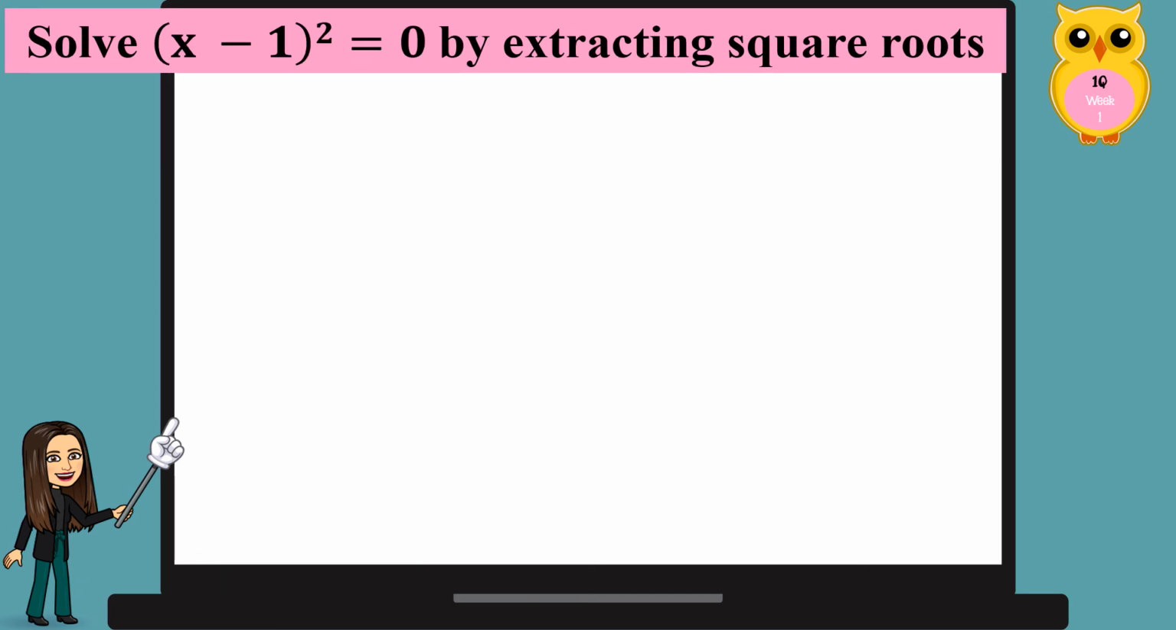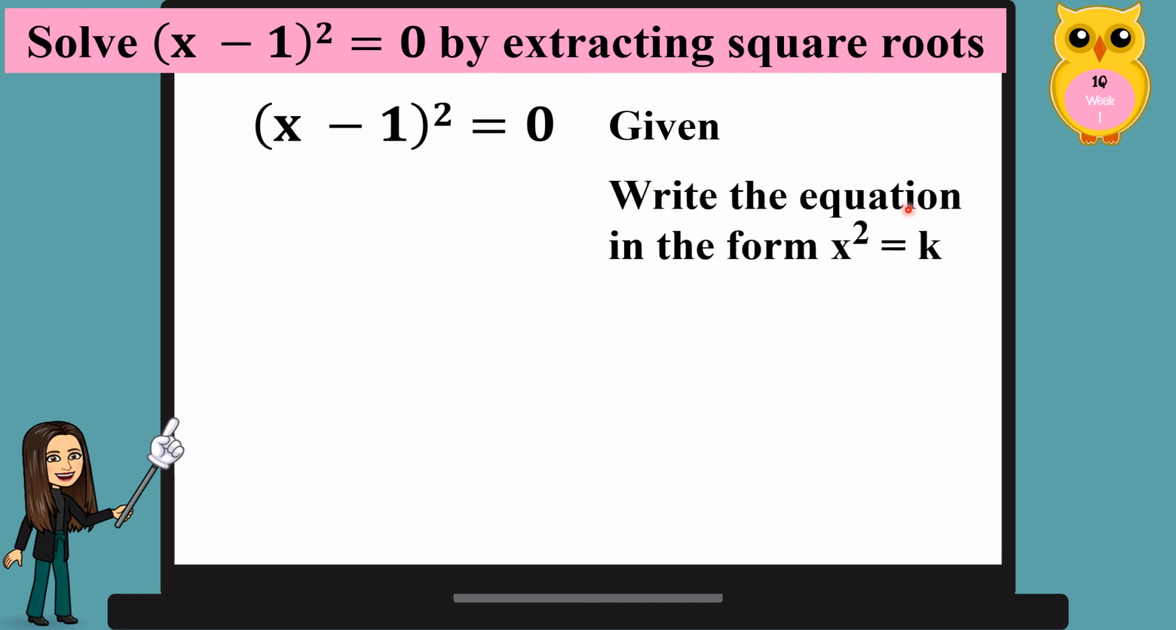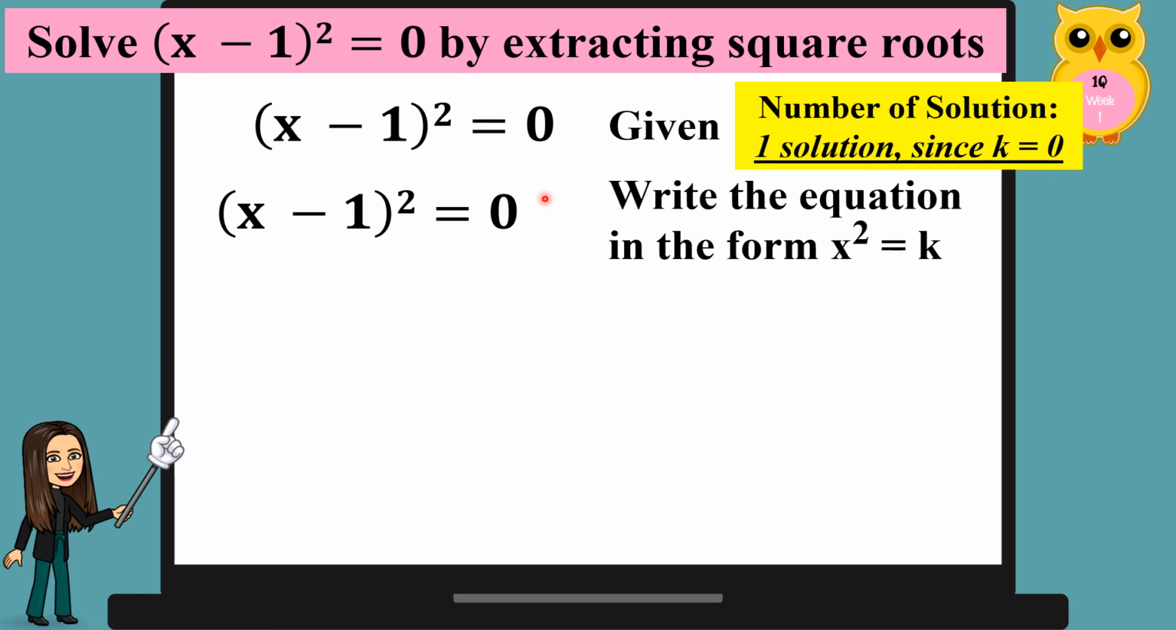Okay? For the last example, we have to solve the quantity of x minus 1 squared, which is equal to 0. So again, that is our given equation. We have to write them in the form x squared is equal to k. Okay, so we'll just simply rewrite since that is already written into this form. So what is the value of our k? The value of our k here is 0. How many solutions do we have? Okay, so we have here only one solution.